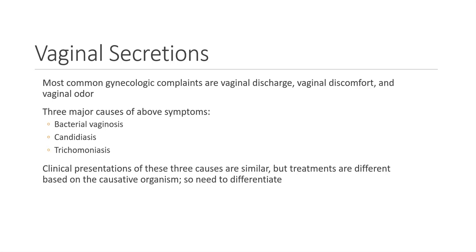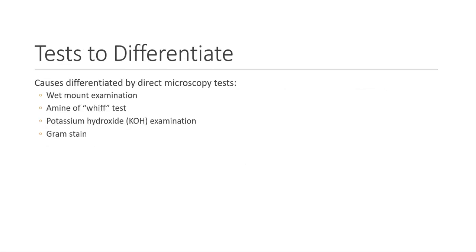So there is a need to differentiate this by analyzing vaginal secretions. It's important to differentiate the causes, and this is done by direct microscopy tests: wet mount examination, the amine or whiff test, the potassium hydroxide examination, and gram stain.